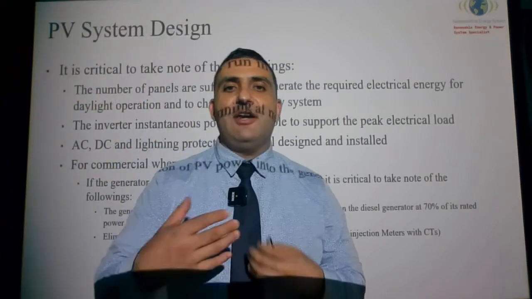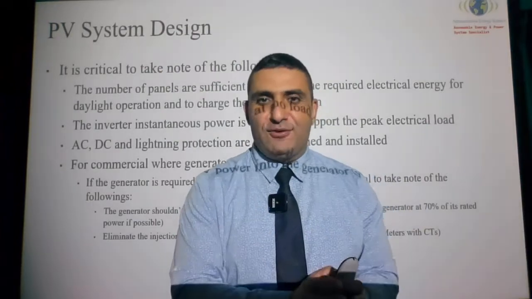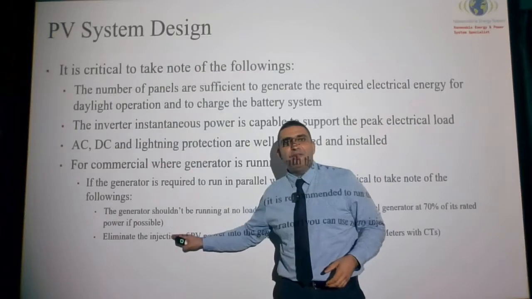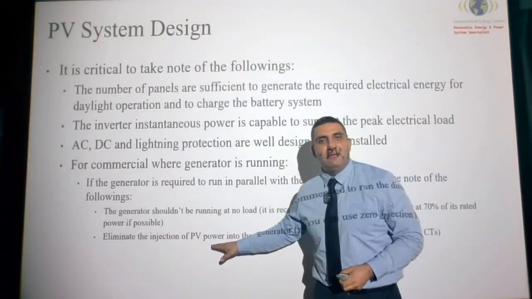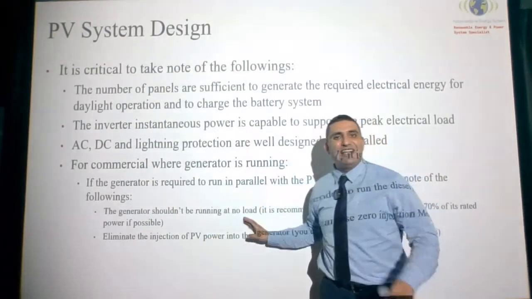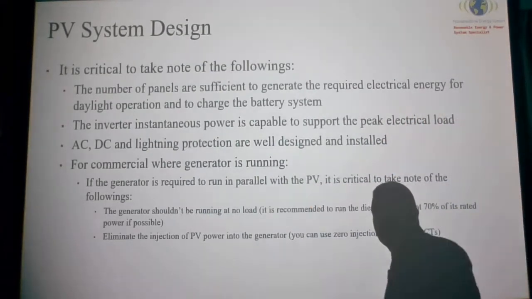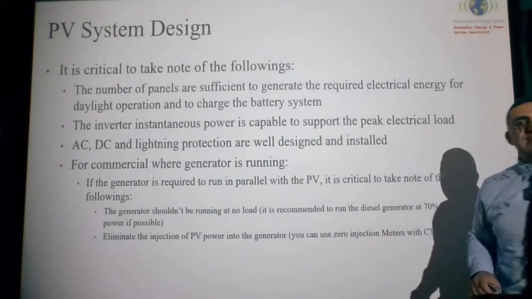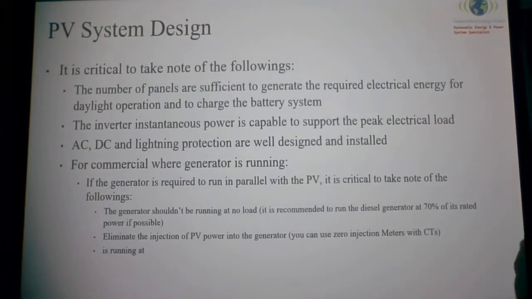I know most generators will have a motoring island mode. They have a protection for this. However, we need to make sure that the PV doesn't inject into your motor. If for any reason the load dropped and your PV is now bigger than the load, unless you have some sort of protection, this energy will go to your generator. Now, we can use a zero injection meter with CTs to avoid this.